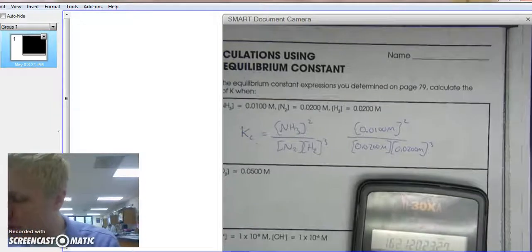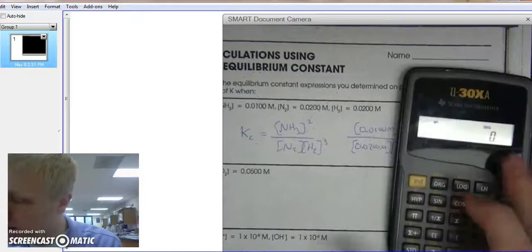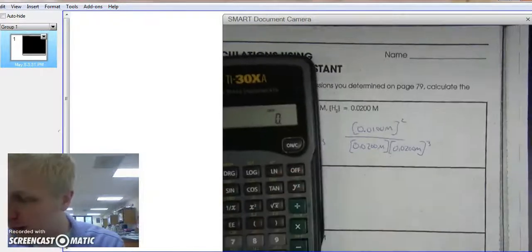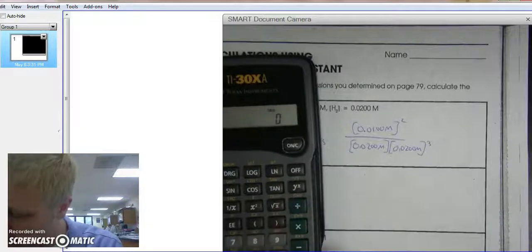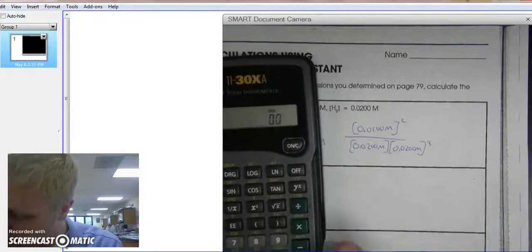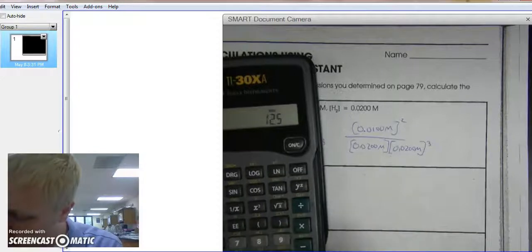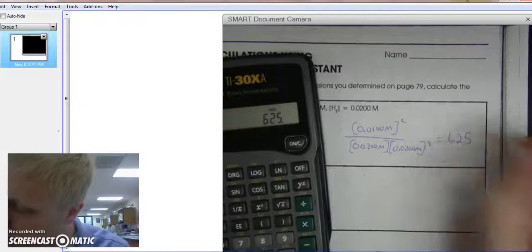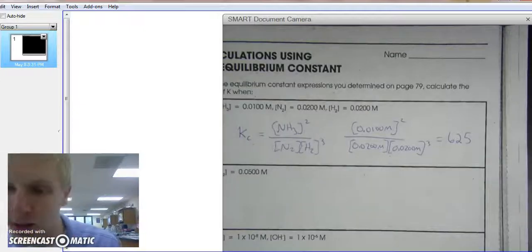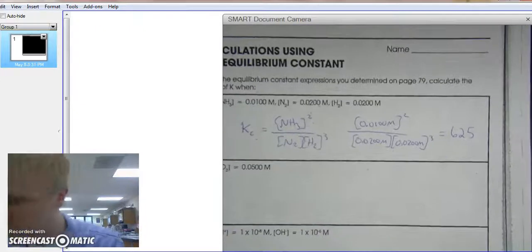Alright, so when I plug this in, I get 625. And that is my equilibrium constant, my Kc.